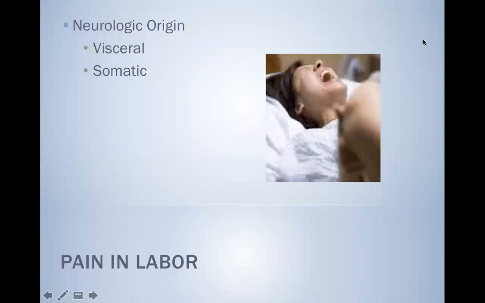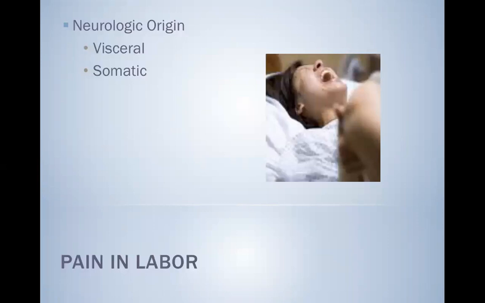So when we're discussing pain in labor, it's coming from a variety of different places. So it's neurologic in origin. And earlier in labor, we're going to have visceral pain. So this is pain that's coming from the organs. We have the cervix, which is opening up and thinning out. We have significant pressure in the lower uterine segments that's pulling the lower uterine segment up, and then the pressure of the baby moving down.